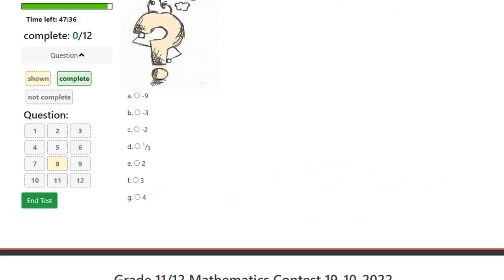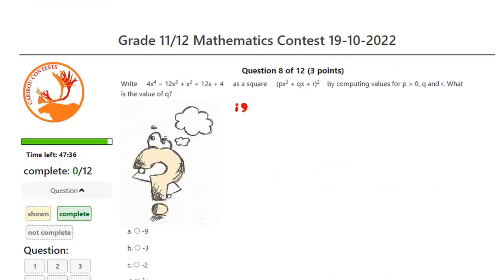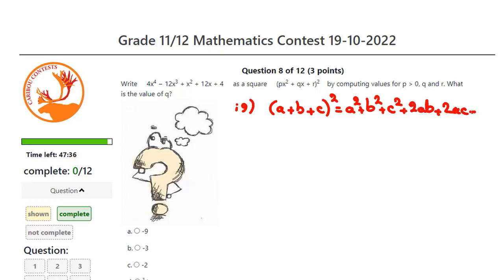So I told you idea 8. Let me tell you here which identity is useful: (a plus b plus c) squared. You should memorize it. It is a squared plus b squared plus c squared plus 2ab plus 2ac plus 2bc.